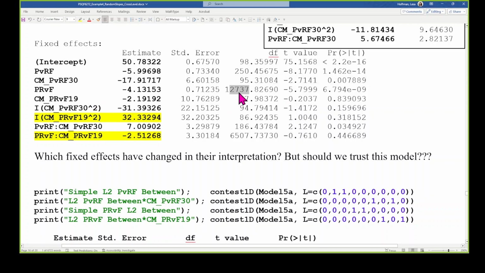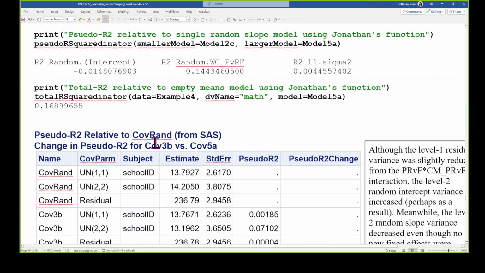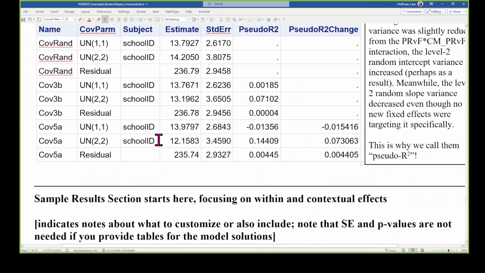So, yeah, it's all messed up. So I have what you would have done had the mess not happened, in terms of decomposing this into simple between and level 2 between interactions for each of the variables and stuff like that. But I don't like this model. We're not going to keep it.